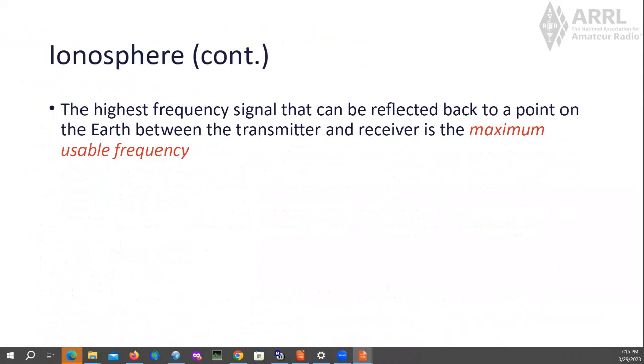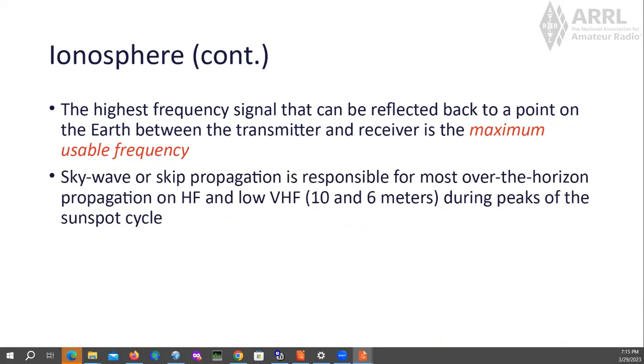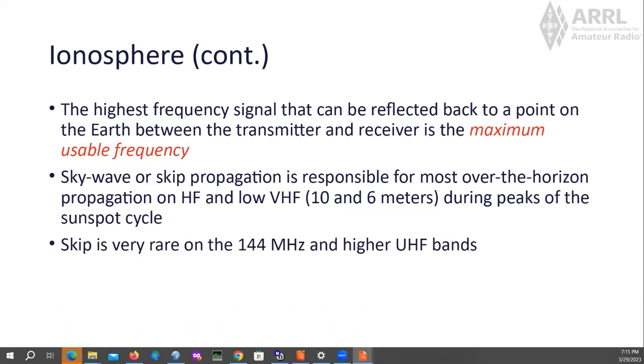More in the ionosphere. The highest frequency signals that can be reflected back to a point on Earth between the transmitter and receiver is the maximum usable frequency. Sky waves or skip propagation is responsible for most over-the-horizon propagation on HF and low VHF, 10 and 6 meters, during peaks of the sunspot cycle. Skip is very rare on the 144 megahertz or higher UHF bands.